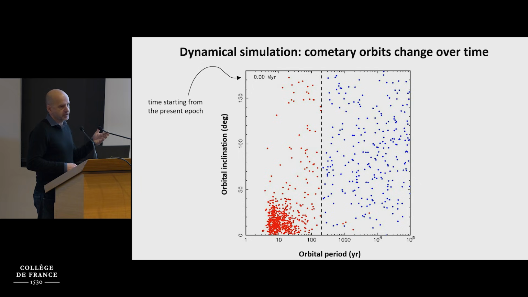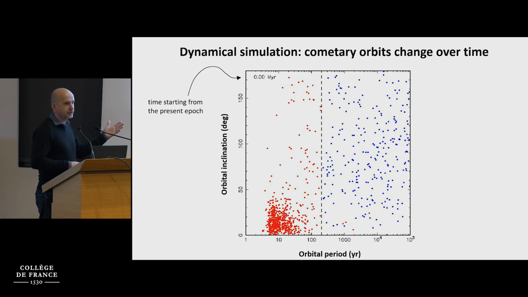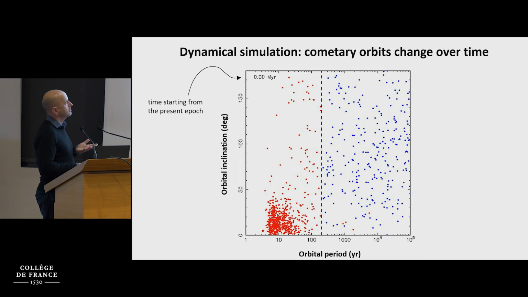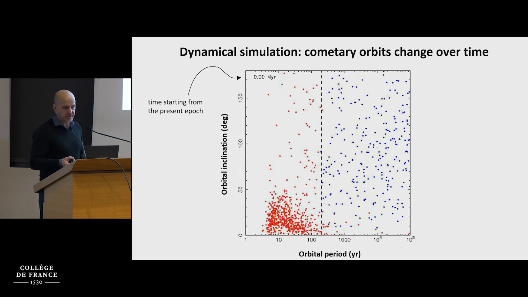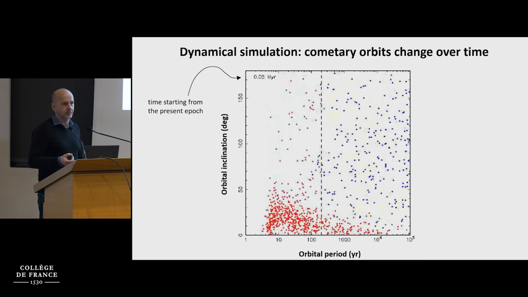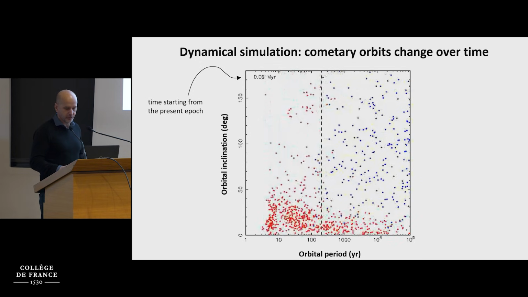As comets have close encounters with planets, both the orbital period and inclination can change, right? So to highlight that, I have taken the classification based on the orbital period, and all the short period comets are red, and all the long period comets are blue. And this is a classification based on today. And I evolved this in the future to see what happens, a short time in the future.